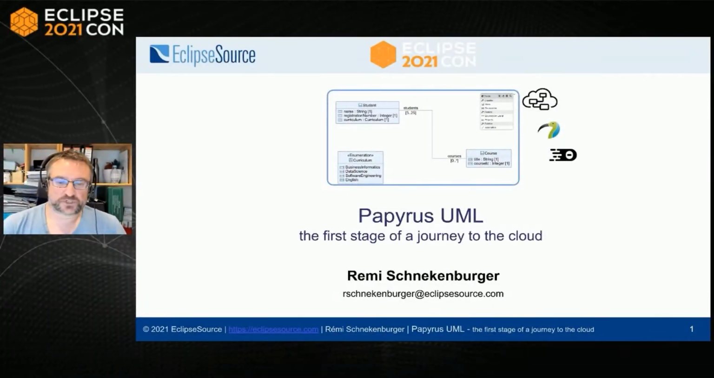My name is Rémi Schneckenberger. I work at Eclipse Source in the French office. I am a committer of the project Eclipse Papyrus and also on several other projects hosted by the Eclipse Foundation. And I've been involved in the development of this tool, Papyrus, since its beginning more than 15 years ago.